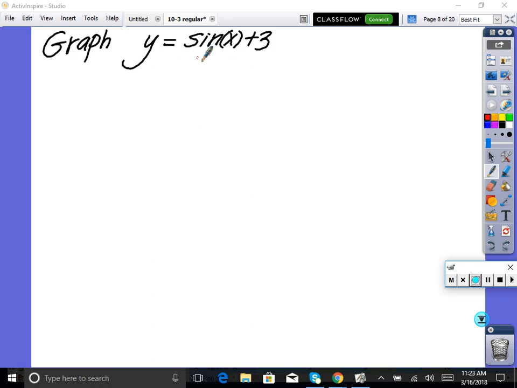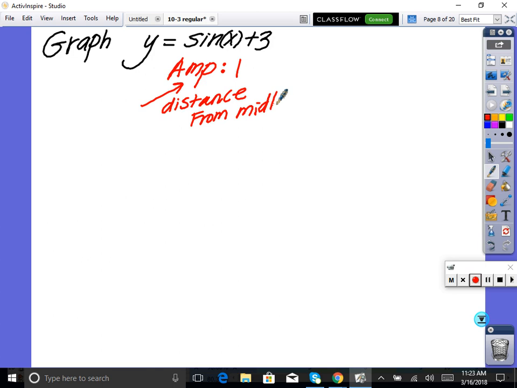Okay, so let's graph this: y equals sine of x plus 3. The first thing you do is list out your amplitude. Our amplitude is 1. Now remember, amplitude means distance from the midline. My midline is normally at 0 if it has not been shifted up or down. The amplitude has been split over 0. But now we're shifting it up 3. Is everybody with me?